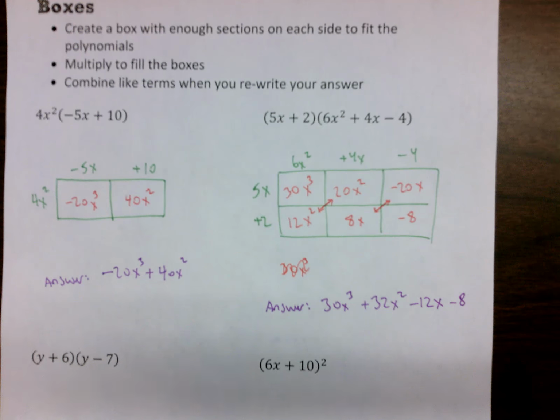Okay, just like before, I'm going to multiply the green stuff on the outside to fill each box. So this one, the green stuff on the outside is just y times y. That's y squared. This one, y times negative 7, negative 7y. This one, 6 times y is 6y. And this one, 6 times negative 7 is negative 42.